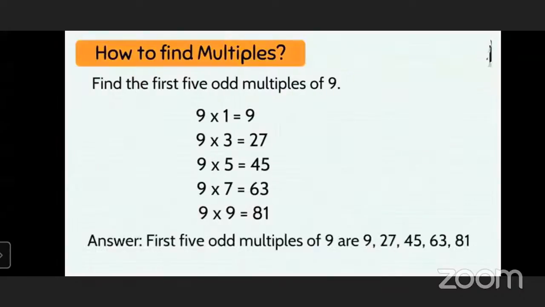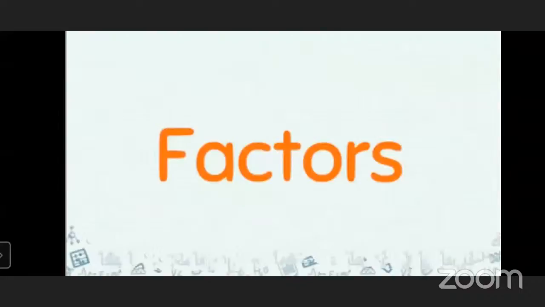These are not odd numbers, these are multiples. These are the first 5 odd multiples of 9: 9, 27, 45, 63, and 81. Very good. So the next topic of ours is factors.